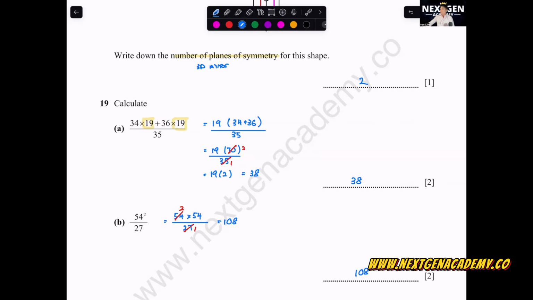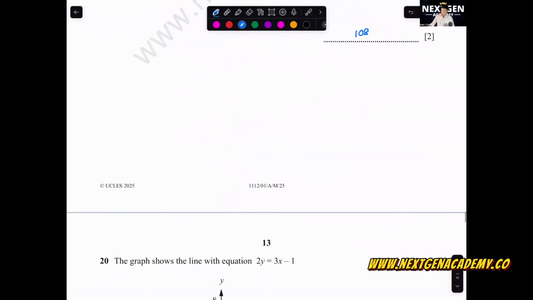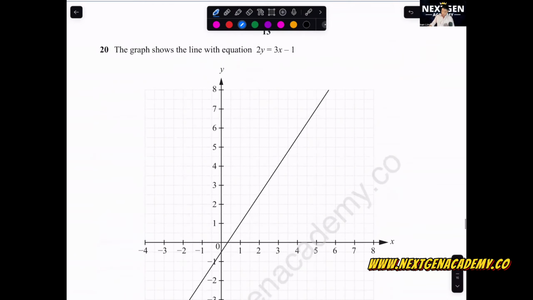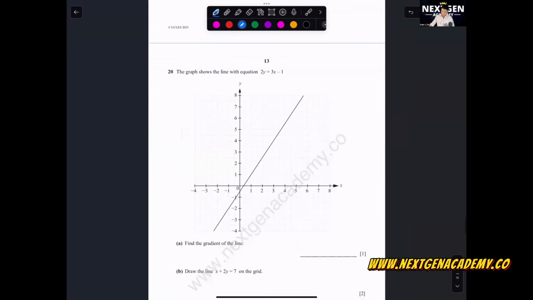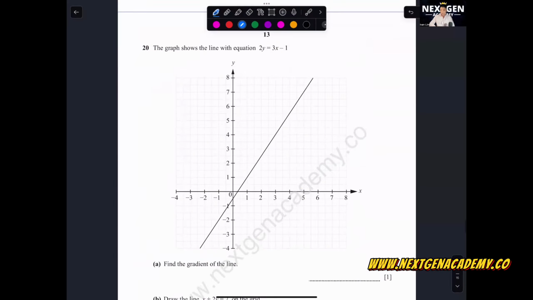Okay? All right, let's go to question 20. We have a straight line, 2y equals 3x minus 1. Find the gradient of the line. A few of you recently asked me for exercises on straight line graphs and gradient. How do we find the gradient from here? Do we need to do any sort of calculation?